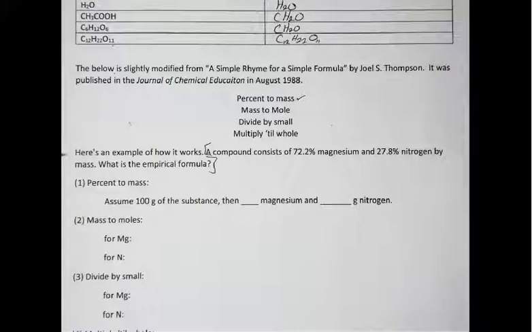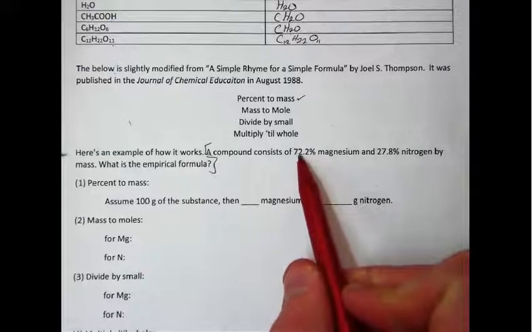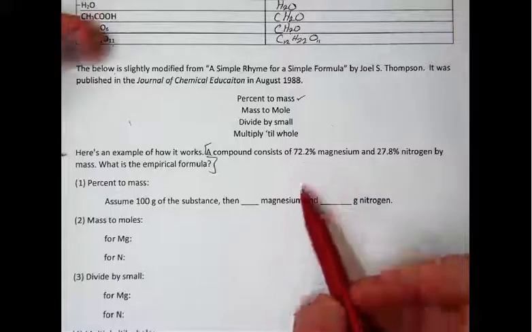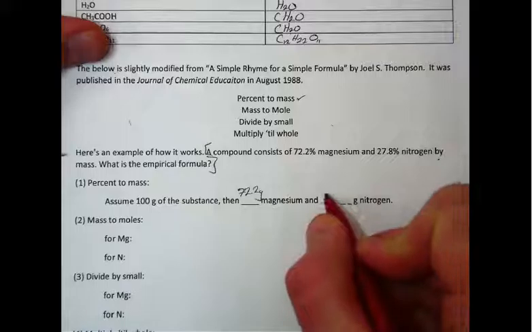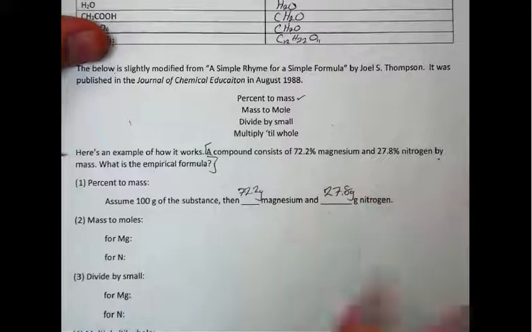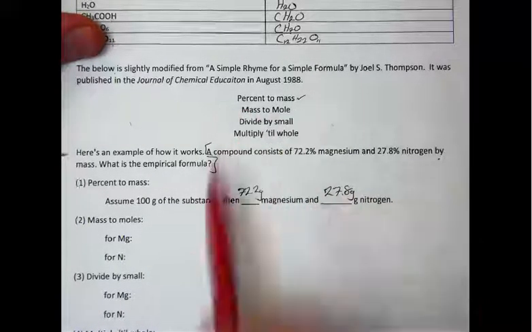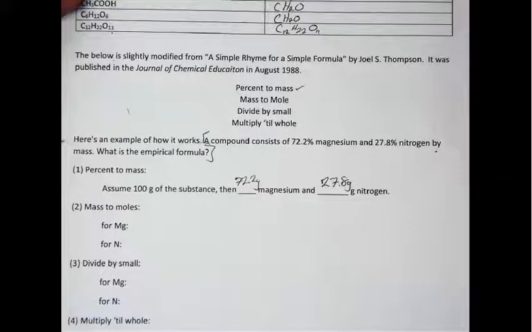But since these are percentages, per cent, out of 100, cent meaning 100, it would be much easier for us when we're doing the calculations to just say that the entire compound has a mass of 100 grams. So if the entire compound has a mass of 100 grams, since this is per 100, that would make 72.2 grams of magnesium and then 27.8 grams of nitrogen. Perfect. So now we've converted our percentages to masses of a comparable amount.